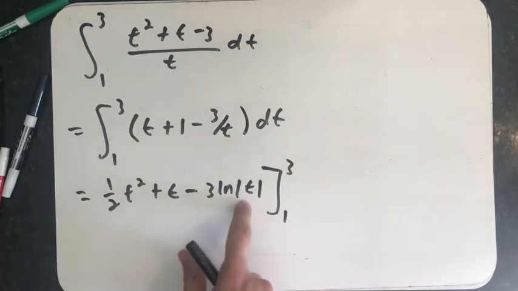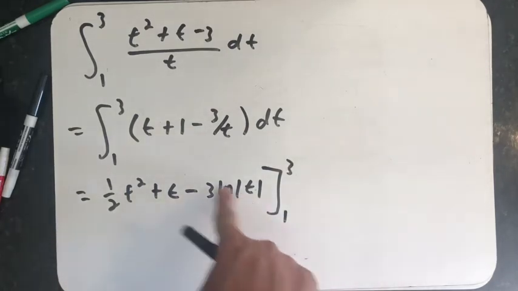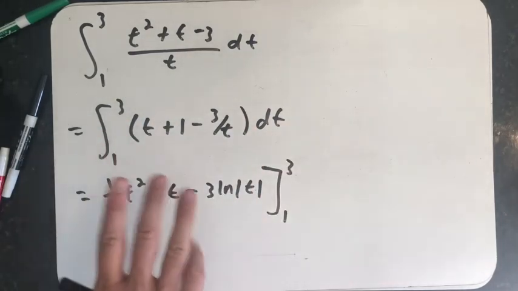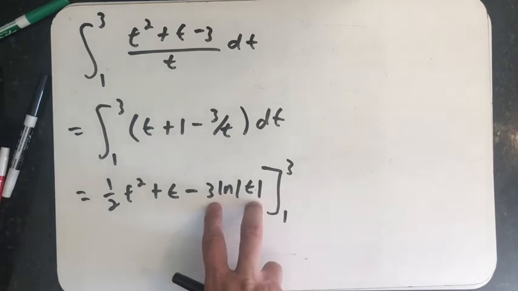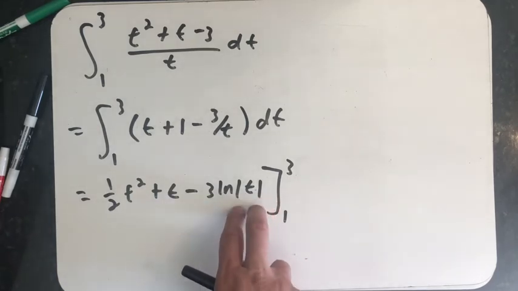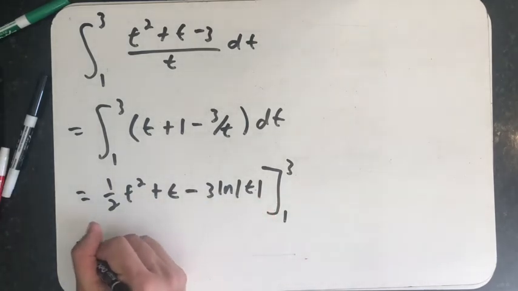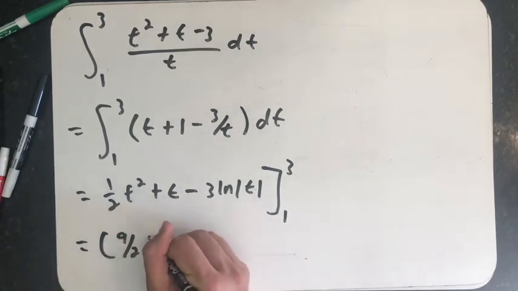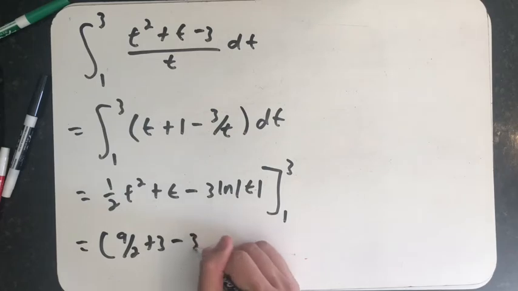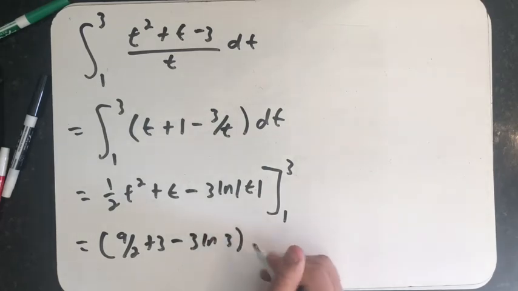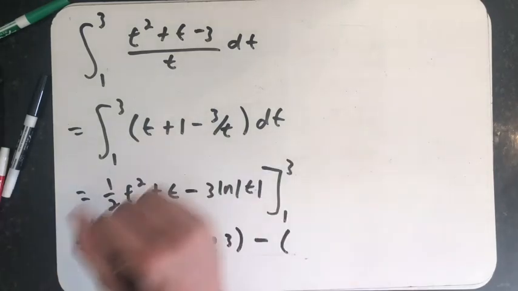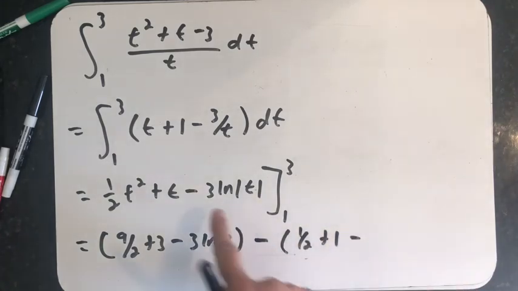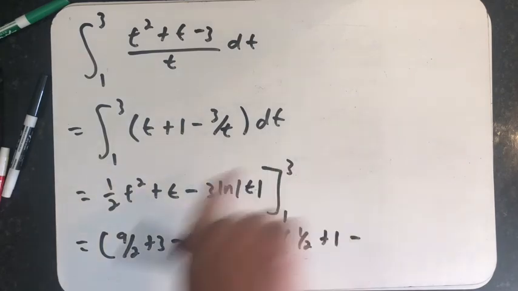Now in this example, I don't really need to write the absolute value here because I'm on the interval from 1 to 3 where natural log is positive or 0. But I was reminding myself that the most general antiderivative would have that absolute value in it. All right, I need to plug in a 3. So I get 9 over 2 plus 3 minus 3 times the natural log of 3. Minus, plug in a 1, 1/2 plus 1 minus 3 times the natural log of 1. The natural log of 1 is 0.